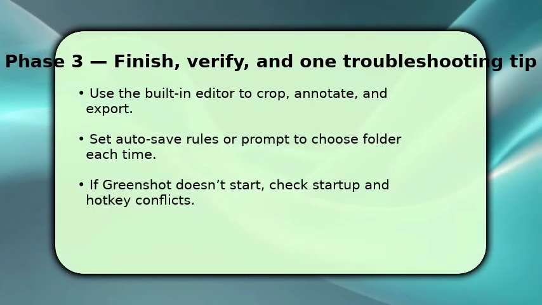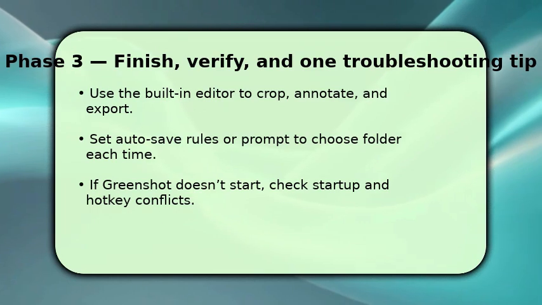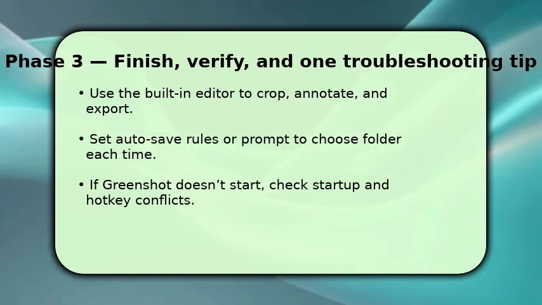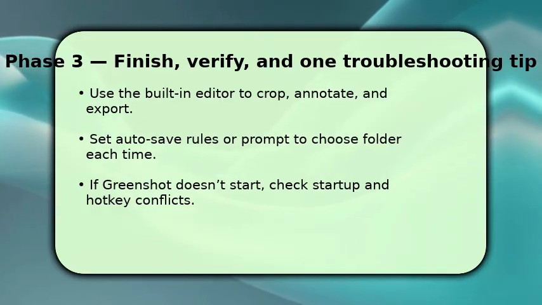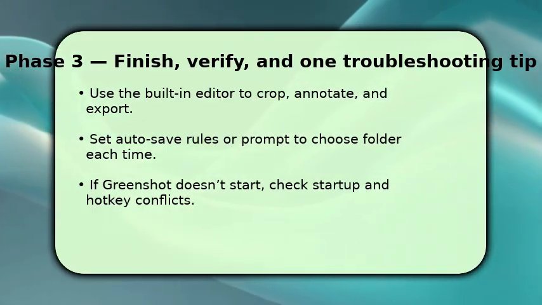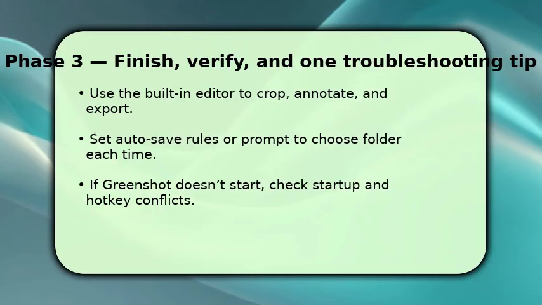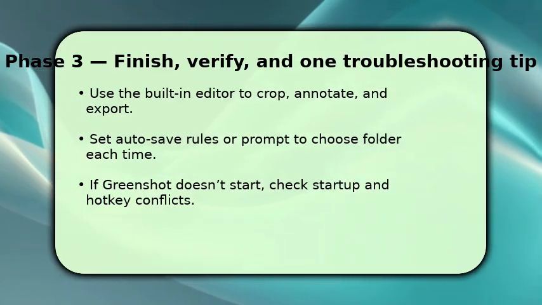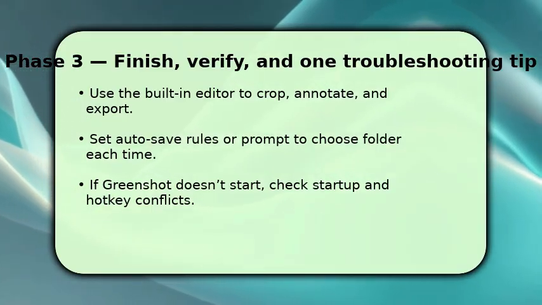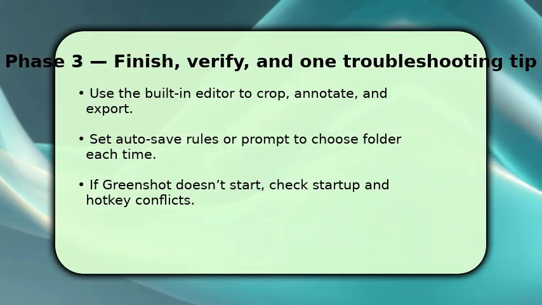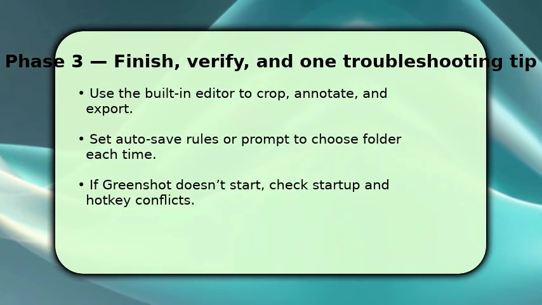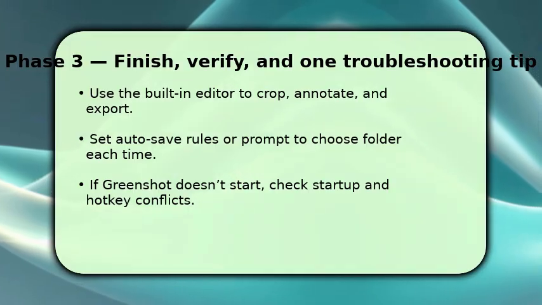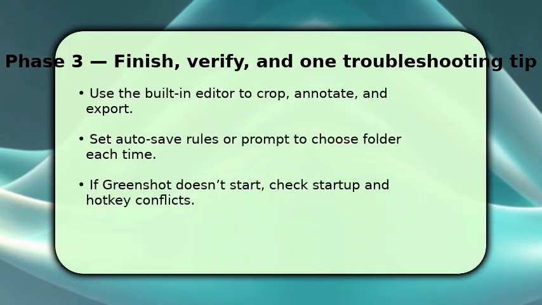To finish your workflow, use the built-in editor to crop, add arrows, or blur sensitive areas, then export to file or copy to clipboard. This replaces multiple steps you used in the Snipping Tool. For repeat tasks, set auto-save rules or keep prompt to save if you need control. If Greenshot fails to capture, make sure it's running at startup, check for hotkey conflicts with other apps, and restart Greenshot. That single troubleshooting step resolves most issues quickly.